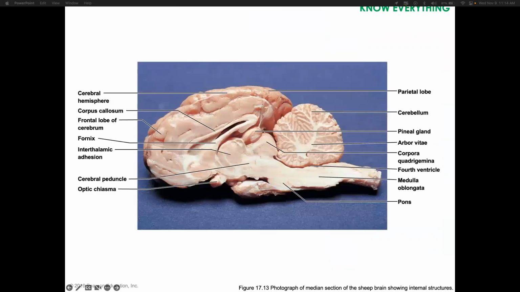Here's a medial view of the sheep brain with the left and right hemispheres separated from each other. It looks very similar to the human brain. A key structure labeled here is the cerebral peduncle. It connects the cerebrum to the brainstem, and it should be noted it is present in both human and sheep brains.